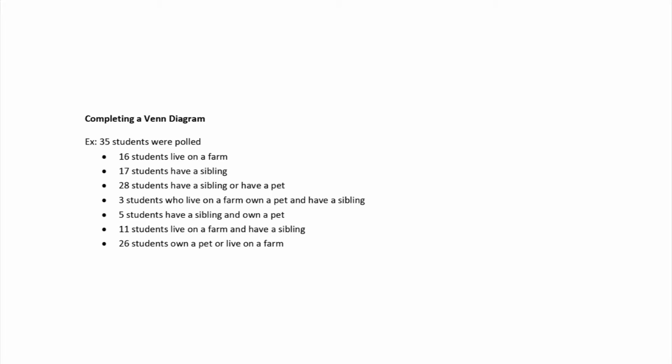Now we're going to work on completing a more complex Venn diagram. Based on polling some students, 35 students were polled, 16 students live on a farm, 17 students have a sibling, 28 students have a sibling or have a pet, 3 students who live on a farm, own a pet and have a sibling, 5 students have a sibling and own a pet, 11 students live on a farm and have a sibling, finally 26 students own a pet or live on a farm.